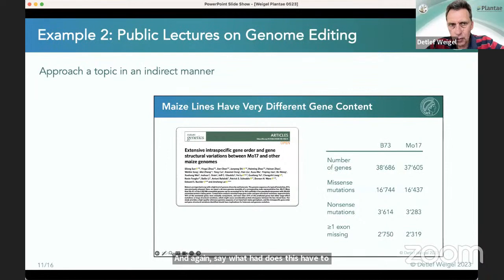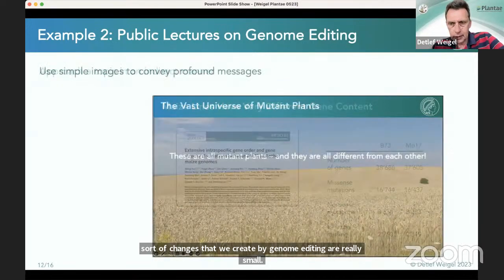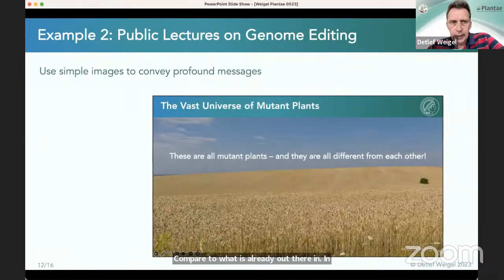Again, it's this approach of getting to the topic in indirect manners, in a way preparing the audience for what in the end I want to discuss, that these sort of changes that we create by genome editing are really small compared to what is already out there in the natural world. And again, using simple images to convey profound messages. So I found this to be extremely powerful when I talk to the audience afterwards.